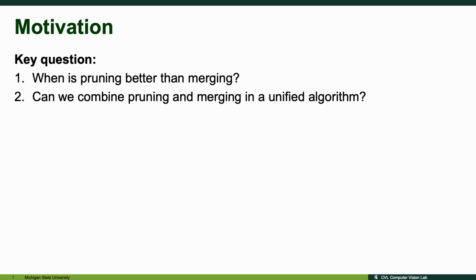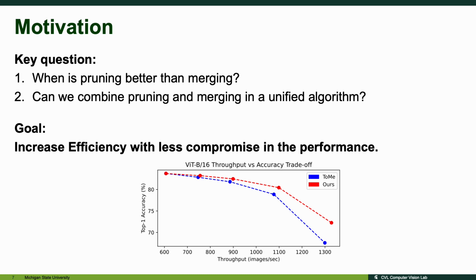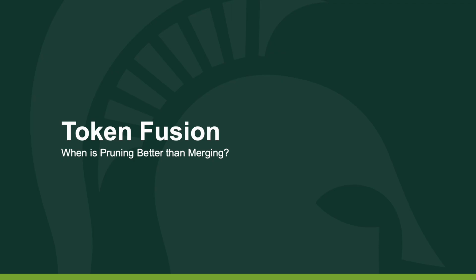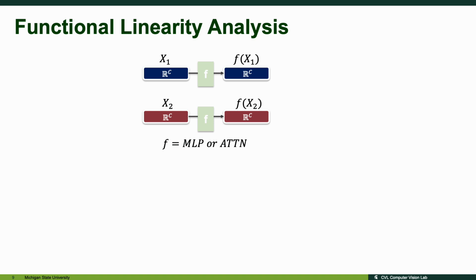In this paper, we pose two questions. Under what circumstances is pruning more effective than merging? Is it feasible to integrate both pruning and merging into a single, unified algorithm? Given that token reduction techniques often balance efficiency against performance, our paper's objective is to enhance efficiency while minimizing the impact on performance. To achieve this goal, we introduce Token Fusion.